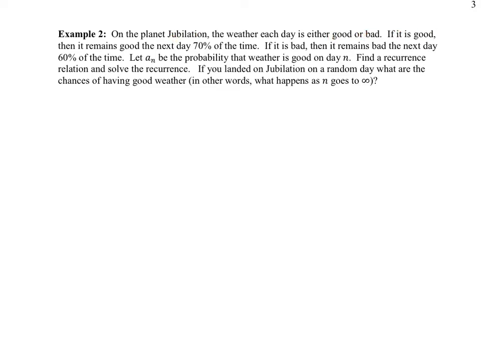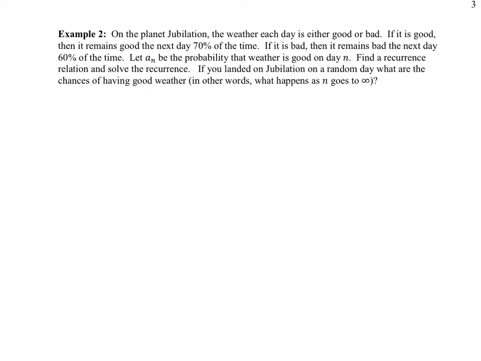Now if it's good, it remains good 70% of the time, kind of like the planet Earth. If it's bad, then it remains bad 60% of the time for the next day. We're going to let A sub n be the probability that the weather is good on day n. So we'll think cup half full, our A sub n represents the probability of a good weather day. So our job is to find a recurrence relation and solve the recurrence relation, and then ask one further question. What happens if we landed on Jubilation on a random day? What are our chances of having good weather?